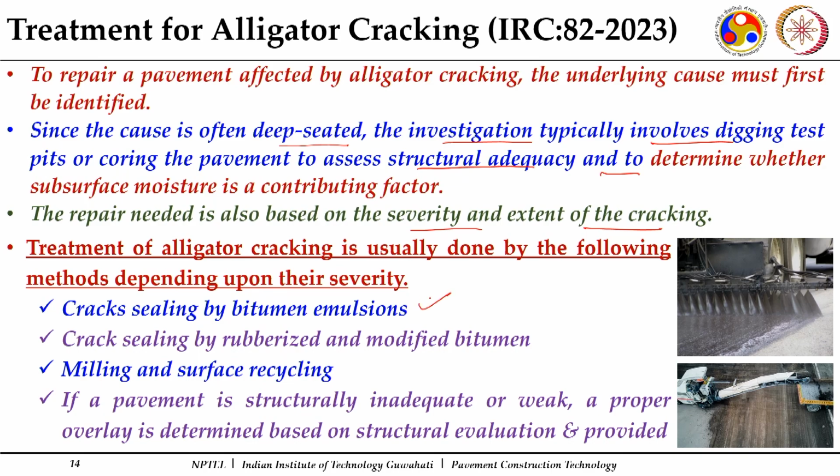So, if the cracks are fine enough, they can be sealed using some bitumen emulsions, or some rubberized and modified bitumen. If the cracking is extensive, then we need to remove it, because the material has already lost its strength. So, there is no benefit in putting up a new layer over it. Whatever the earlier existing distressed material is, it should be removed, taken out, and we can recycle that material using the existing recycling techniques. And as I mentioned, if this structure is not adequate, the structural evaluation has to be done to compute what the overlay thickness should be to strengthen this particular one.